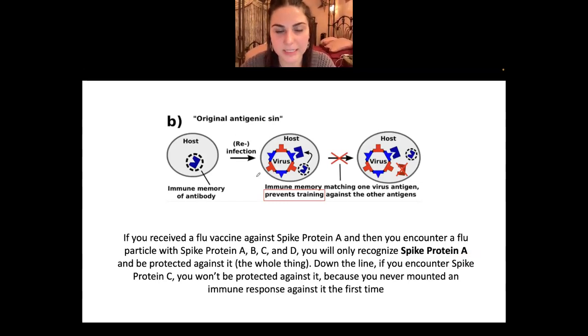And then this is kind of the same idea. So original antigenic sin, here's the host, here's immune memory of an antibody or whatever. So here's your virus. Immune memory matching one of the virus antigens prevents training against the other one. So we're going to preferentially use this blue antibody and we're never going to make red. So then if we have a virus that gets rid of all of the blue and only has red, you're not going to be protected against it.